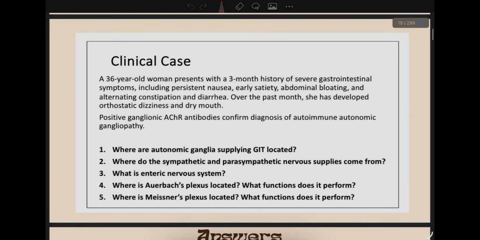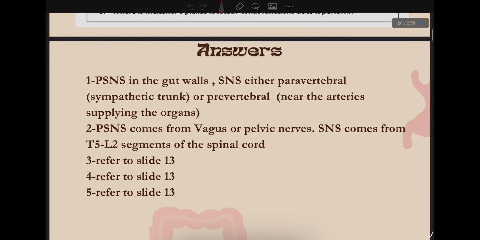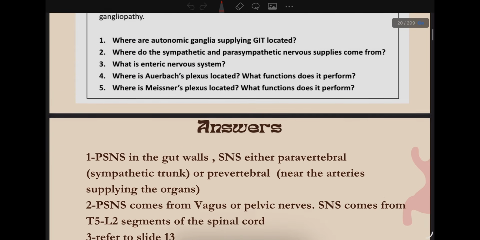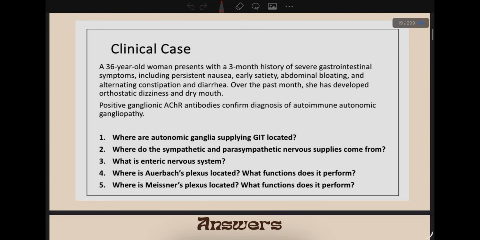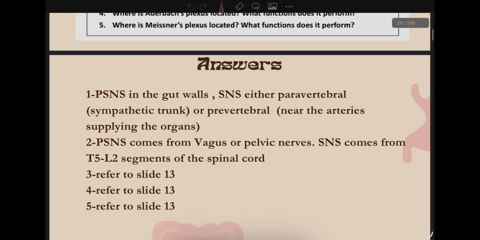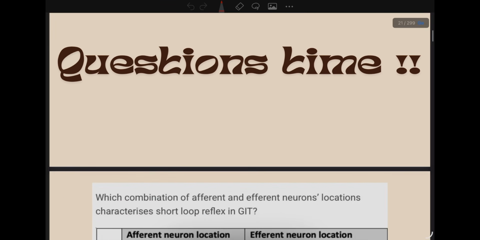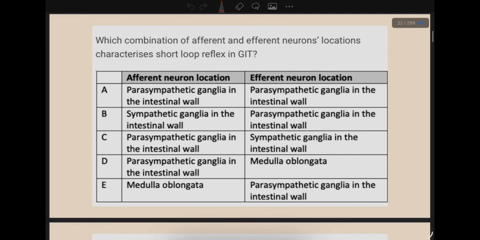For clinical cases, I will not be discussing them unless there's something that I didn't mention that I need to add. But you will have the answers. You can read them yourself if you are interested. Or, of course, if the clinical case can be asked about in the SAQs, inshallah, I will also be talking about it. But this one is not very important. A few questions, and then we are done with this lecture.